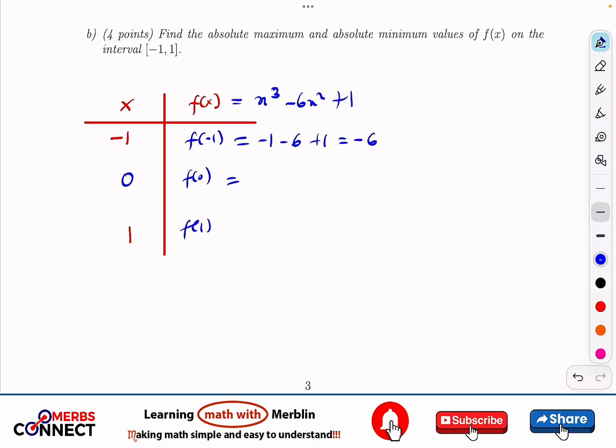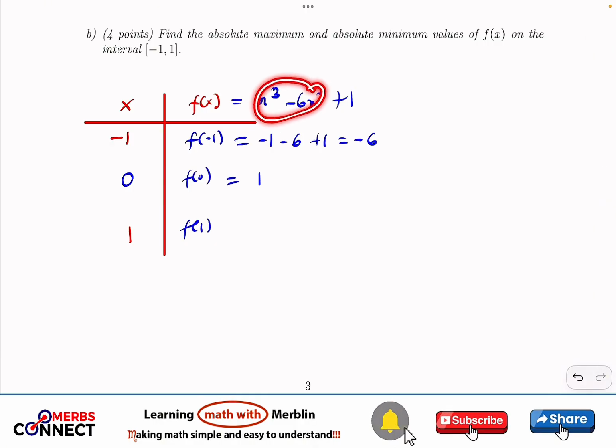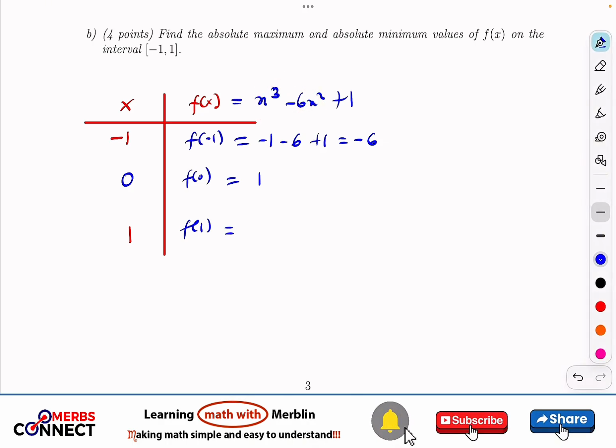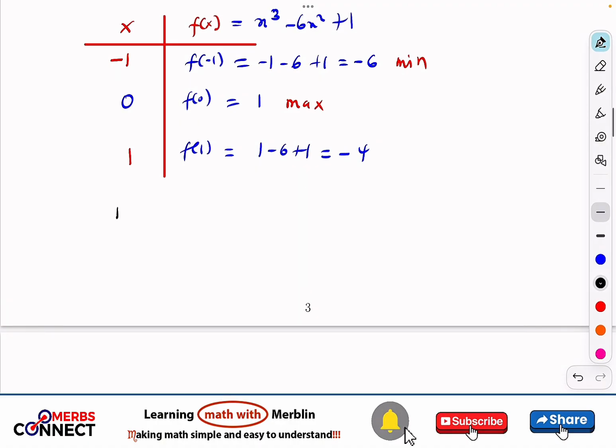Let's plug in 0, and this one will be 1 because everything here goes to 0. Plug in 1 and you're going to have 1 minus 6 plus 1, and this is going to be minus 4. So what should be the minimum? The minimum is going to happen here, and then the max will be here.